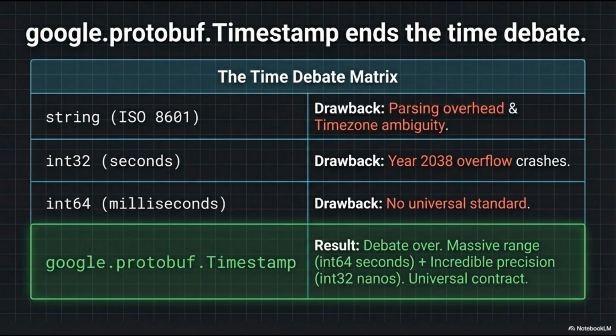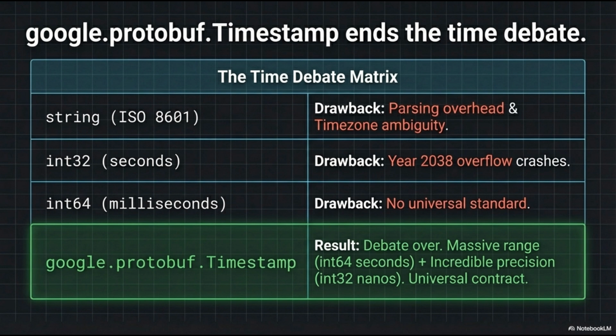Think about the internal mechanics of a timestamp. If you just use an int32 for seconds, you hit the year 2038 problem where the integer simply overflows. Your systems just crash. But if you use a string, you have time zone ambiguity and massive parsing overhead. The well-known timestamp type solves this by internally modeling time as two fields, an int64 for seconds and an int32 for nanoseconds. It gives you massive range and incredible precision.